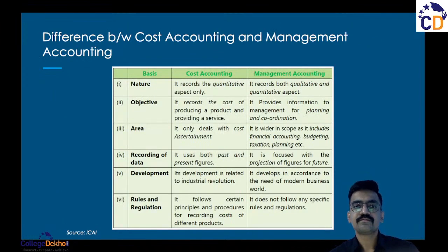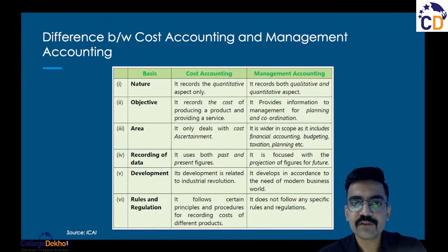Now let us look at some of the differences between cost accounting and management accounting. On the basis of nature, cost accounting records the quantitative aspect only, right?